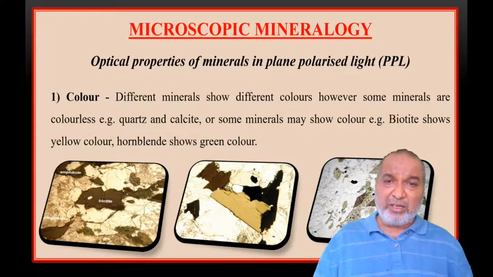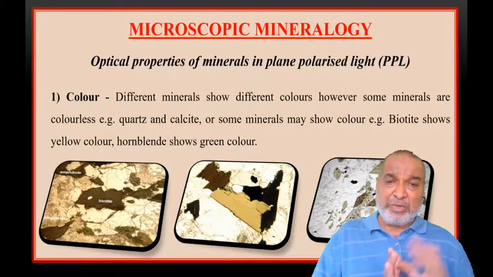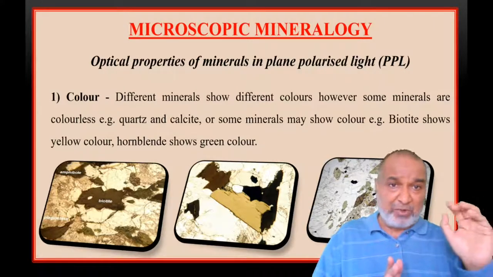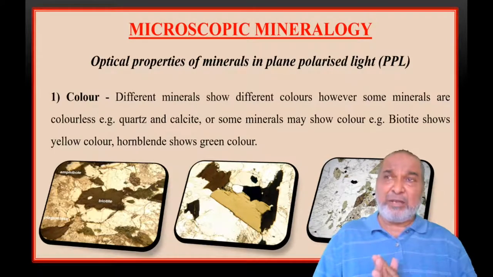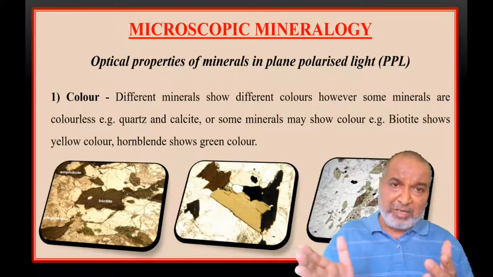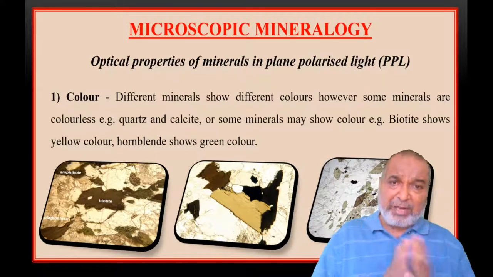First, once you go into the microscope, the first thing we have to see is that the analyzer should be out. The Bertrand lens should be out. Once this is done, the first simple property you are going to see in the eyepiece is the color. The color, as usual, what we see in the megascopic, similar one you are going to see in the microscopic also.